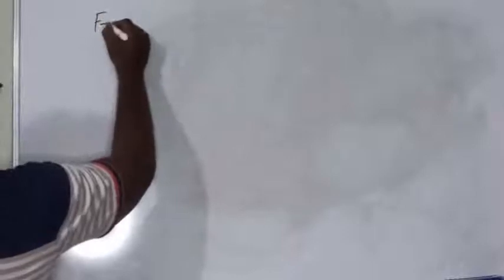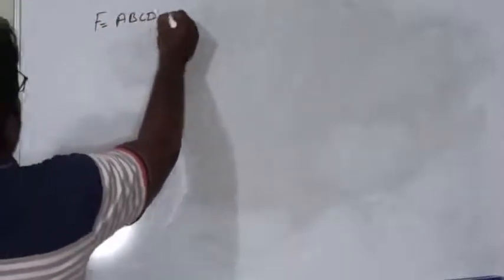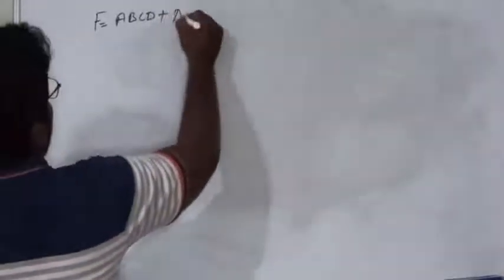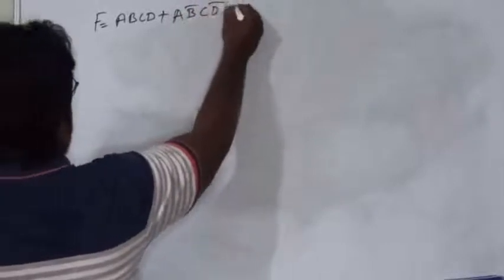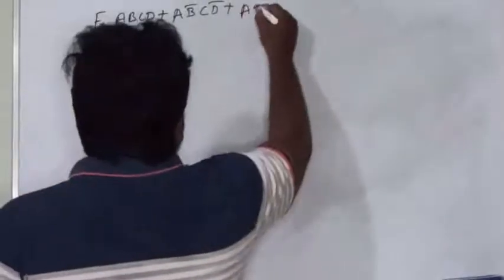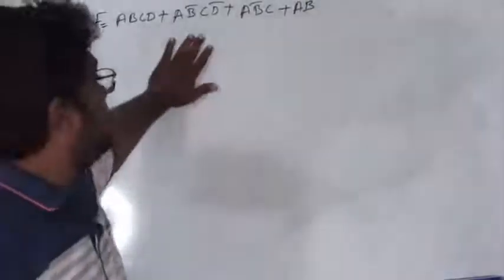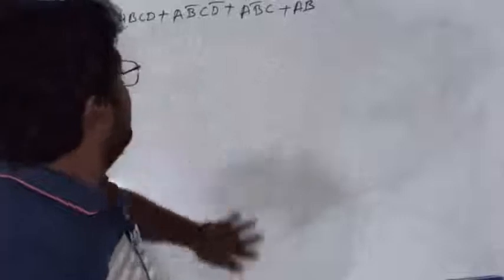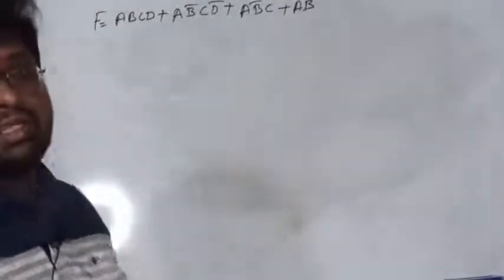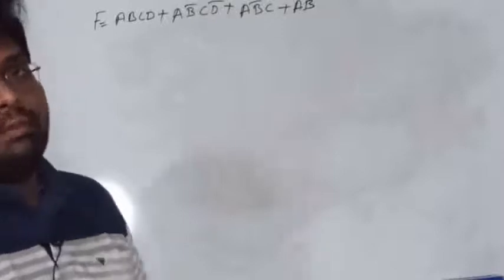So the example, f is equals to ABCD plus A B complement C D complement plus A B complement C plus AB. So this is the Boolean algebraic expression which is given. Now we need to reduce this given Boolean algebraic expression by using the four variable K map.